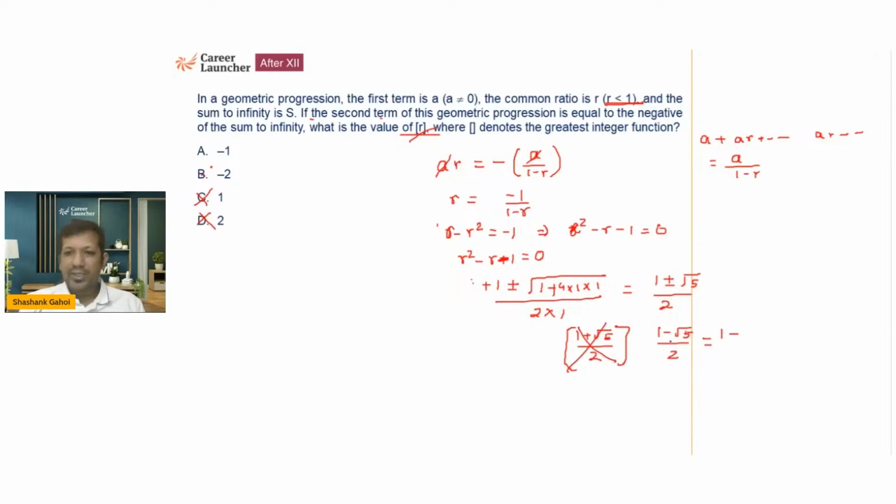So 1 minus this is going to be close to 2.2 divided by 2, so that is minus 1.2 divided by 2. So basically it is going to be minus 0.6. Now what is the greatest integer function of R? That is going to be minus 0.6, and that value is going to be minus 1, and that's going to be option A.